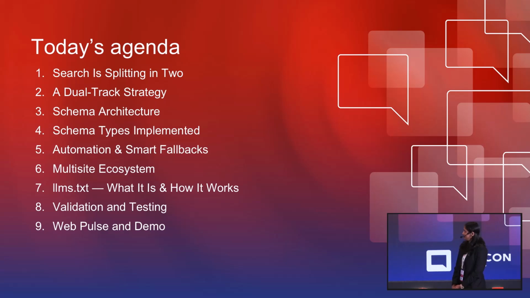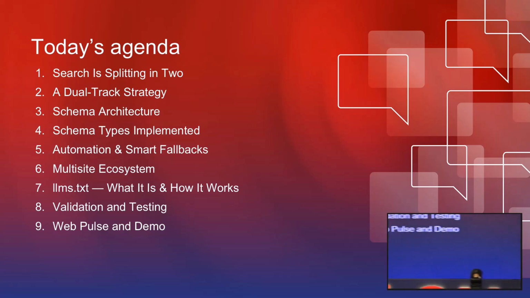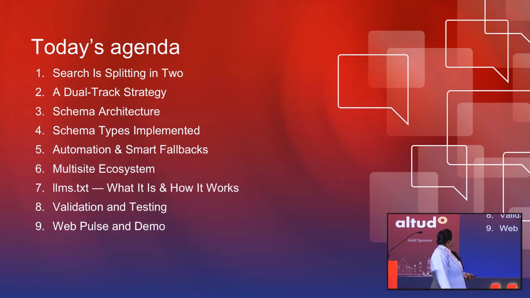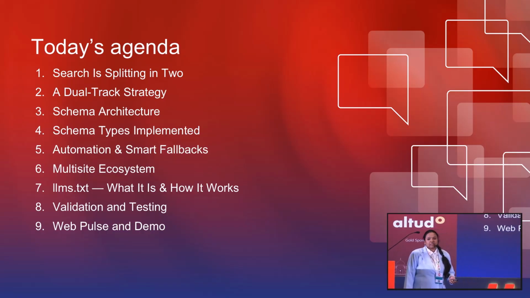Going on to the next slide, in the next 30 minutes, we'll cover the problem with search splitting into two, and then we'll focus on the dual track strategy along with schema architecture, and what schema types have been implemented in the application. We'll also focus on automation and smart fallbacks, where we'll consider the use case of a multi-site ecosystem, and then we'll move on to llms.txt, what it is, how it works, and then the validation and testing of it with the marketplace application WebPulse demo.